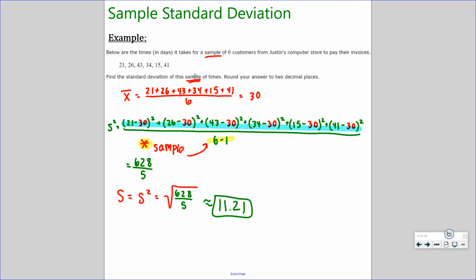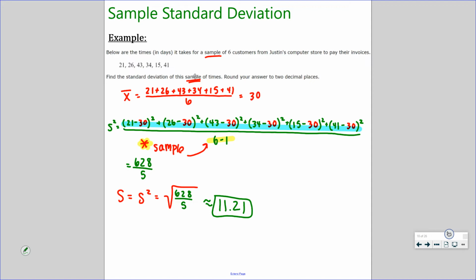So on average, the entries differ from the mean about 11.21 days. Which makes sense because we have a pretty wide range here. 30 is right in the middle, but I have one that's as low as 15. I have one that's as high as 43. That's a pretty big spread. And that's one thing that standard deviation is measuring, our variance, how spread out the data is.